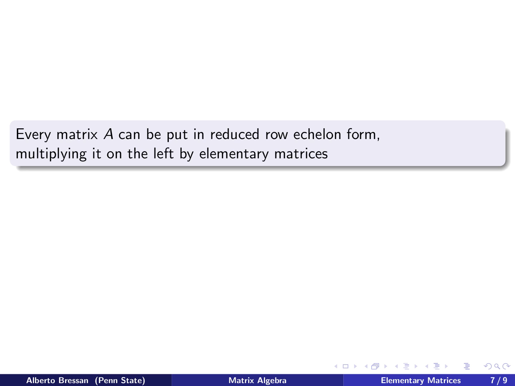Okay, so summing up all the observations, now we can state the following. Every matrix A can be put in reduced row echelon form by multiplying it on the left by a sequence of elementary matrices.